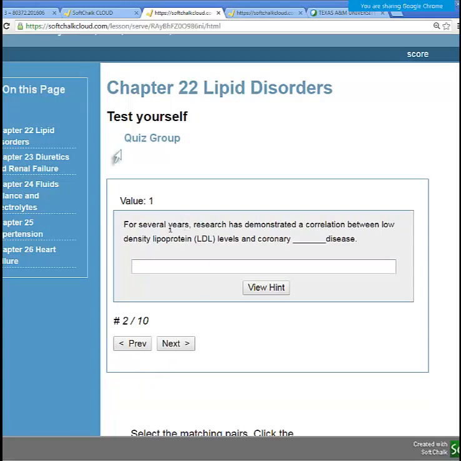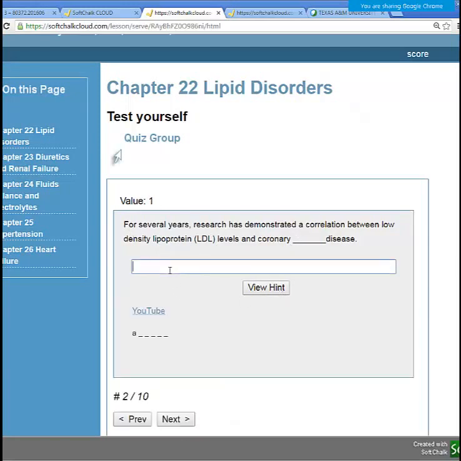So, for several years, research has demonstrated a correlation between low-density lipoprotein and coronary blank disease. Low-density lipoproteins are the bad ones. Those are the ones that clog up the arteries. So you probably know that if I look at the hint there, it's going to be coronary artery disease. And then here's a little link to a YouTube presentation that you can also look at.